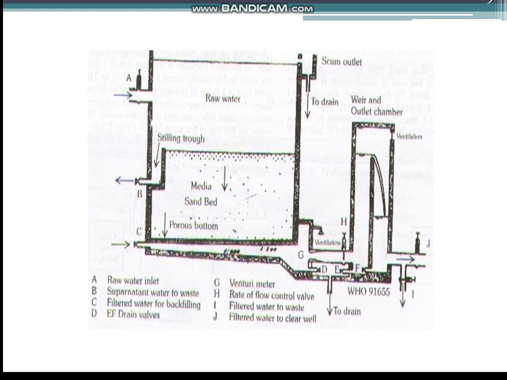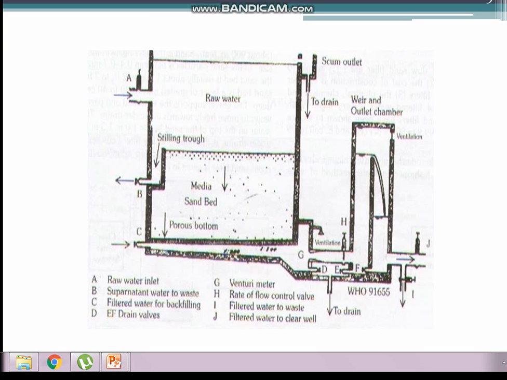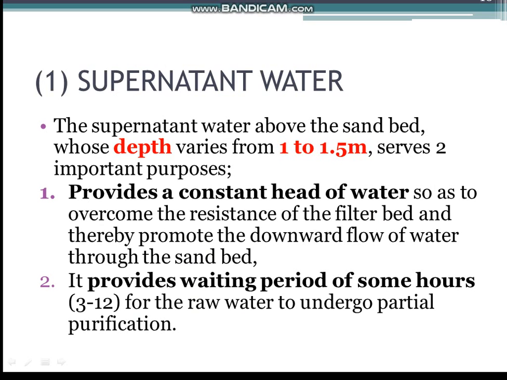What you see here is a diagram of a slow sand filter. This is raw water. This is the sand bed, which is beneath the raw water. The raw water flows down through the sand bed to the porous bottom, through which it reaches the valves, and through that it is supplied. Now we discuss all the layers of a slow sand filter.